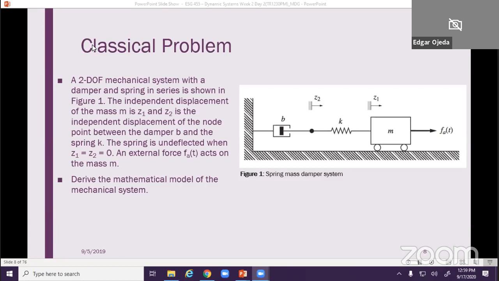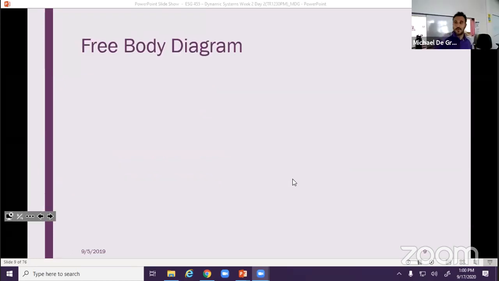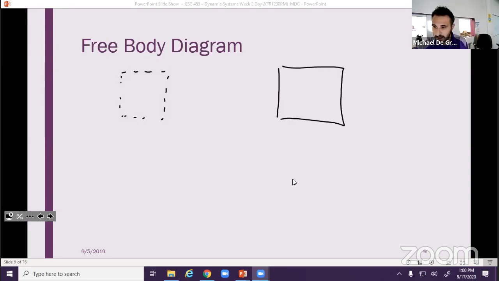Just FYI. So free body diagram, what are we going to do? Well, let me start with the node. This is how I'm going to draw my massless node. Here it is. I know, it's crazy. And here's my mass. Notice the difference between the massless node and the thing that has mass. The massless node has no M in it and is a dashed line, but the mass has an M in it and is a solid line.